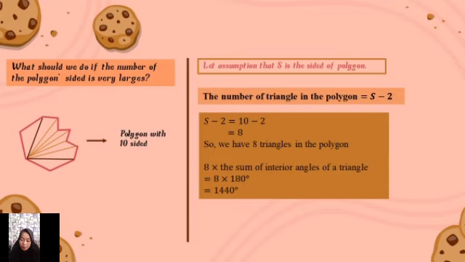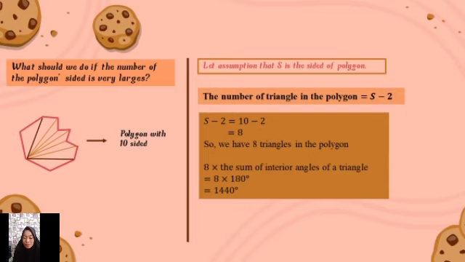And we should know the value of s. We assume again that s is the number of sides of the polygon. The number of triangles in the polygon is s minus 2, and we substitute the value of s as 10. So s minus 2 equals 10 minus 2, and we have 8. So we have 8 triangles in the polygon.